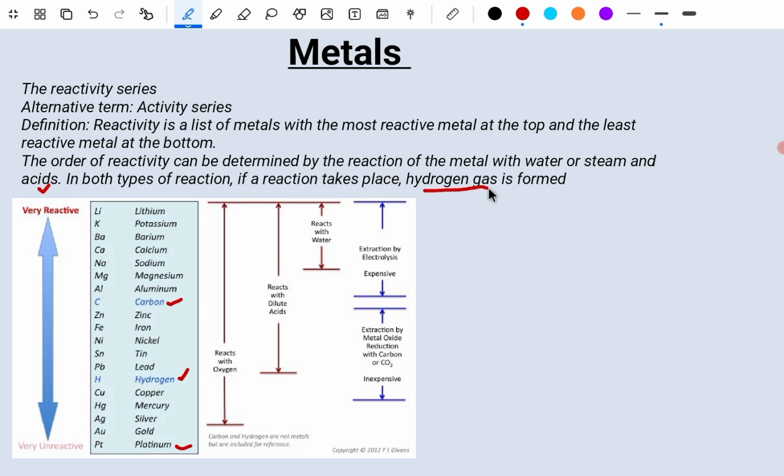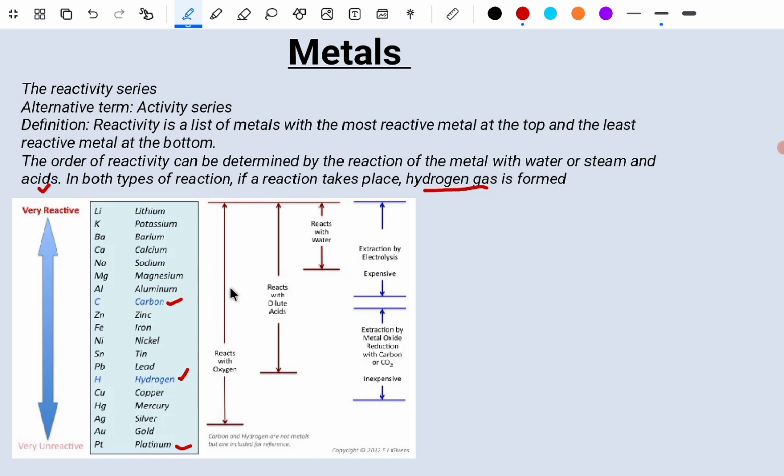But again, hydrogen is also placed there because it differentiates the metals that can react with dilute acid. So you can see from top to bottom here, all the metals above hydrogen are able to react with dilute acids. So it distinguishes the metals that can react with dilute acids and the metals that do not react with dilute acids. So copper, mercury, silver, and gold, as well as platinum, do not react with dilute acids. That's why hydrogen is placed here.